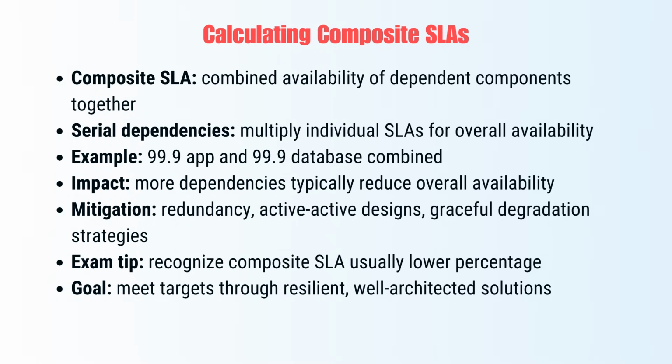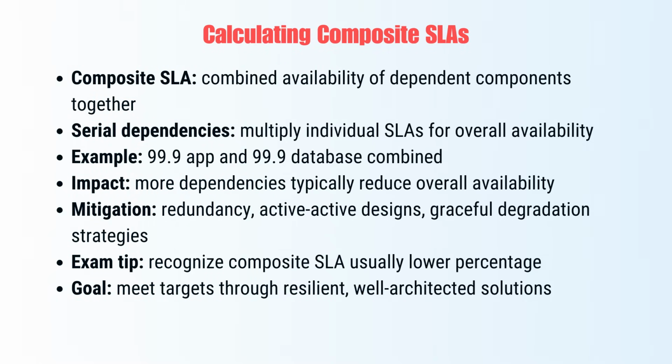Real-world solutions are made up of multiple components: web apps, databases, storage, queues, and each may have its own SLA. When combined, these form a composite SLA for the entire solution. When components are arranged in series, meaning the system depends on each component being available, the overall availability is the product of their availabilities. For example, if a web app has 99.9% SLA and the database also has a 99.9% SLA, the combined availability is 0.999 times 0.999, which gives you 99.8%.